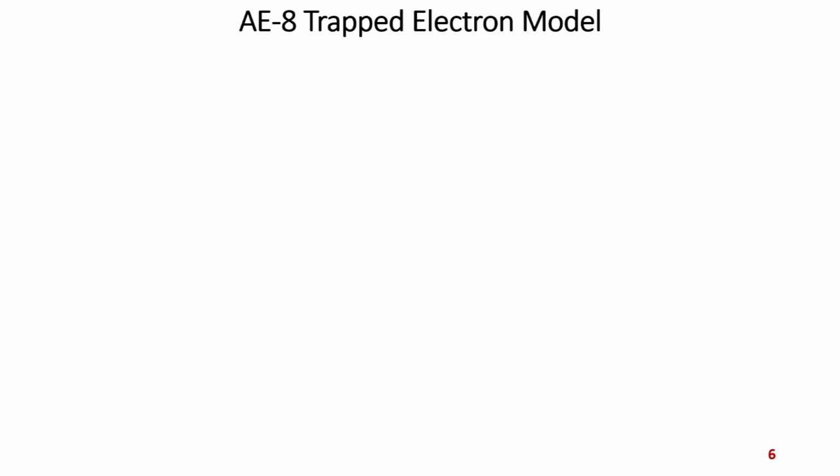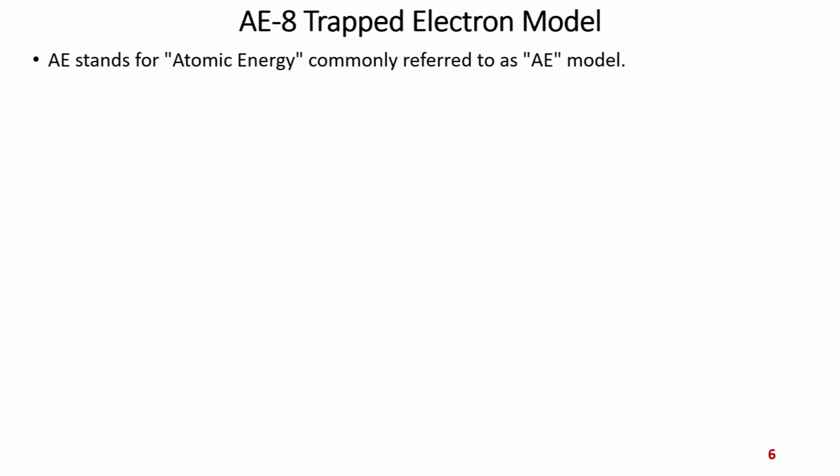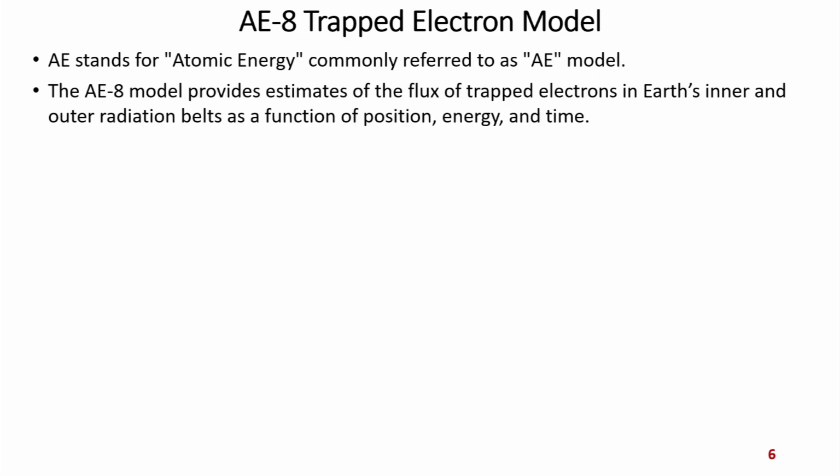Now, in short, we will tell what these models are. Here the AE stands for atomic energy, commonly referred to as the AE model. The AE8 model provides an estimation of the flux of trapped electrons in Earth's inner and outer radiation belts as a function of position, energy and time.